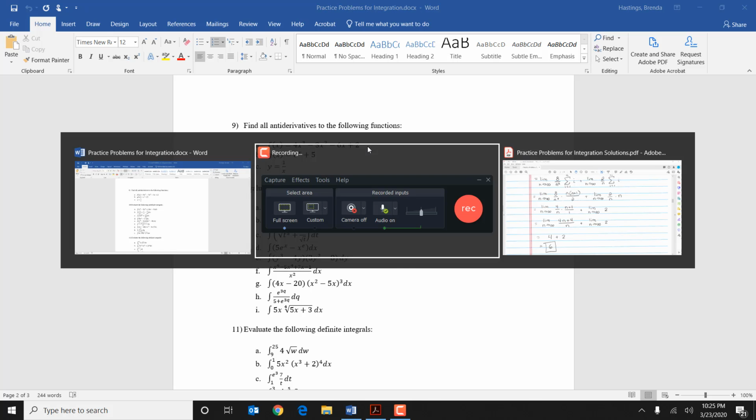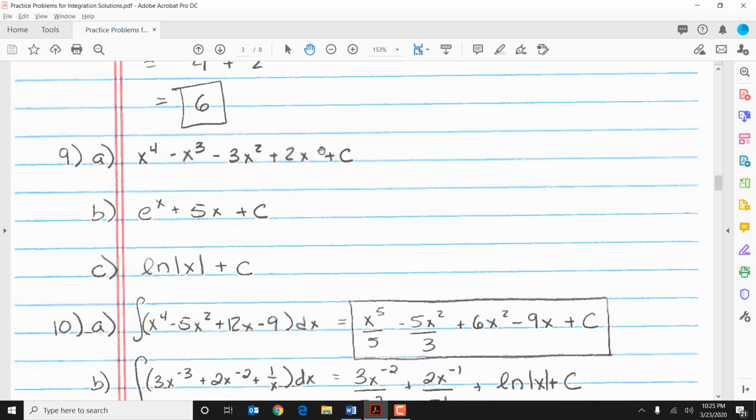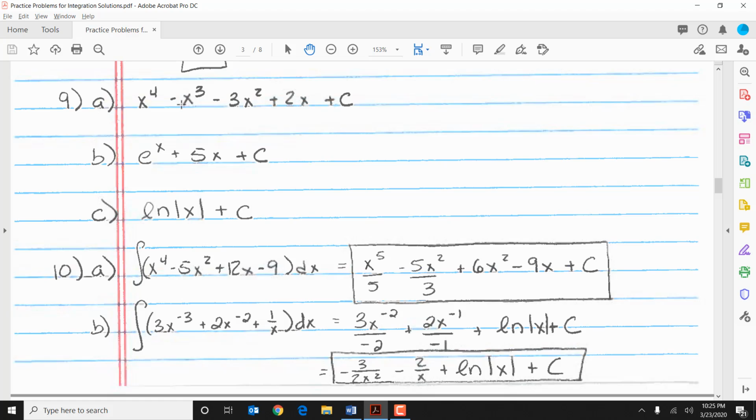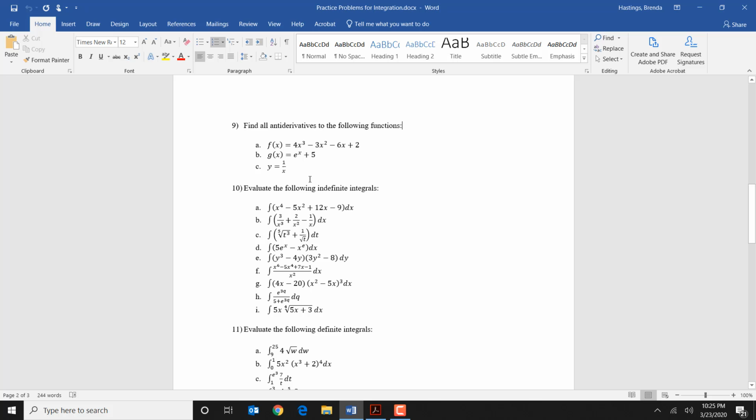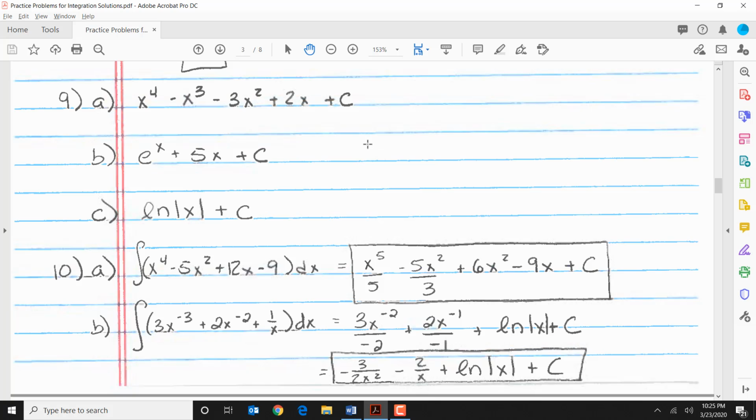As you can see from the solutions, it would be x to the fourth minus x cubed minus 3x squared plus 2x. Don't forget this constant, this plus c, because remember, we're looking for the antiderivative, and the derivative of any constant is 0. So there are technically infinitely many solutions to this problem. We need to account for them all by adding this plus c.